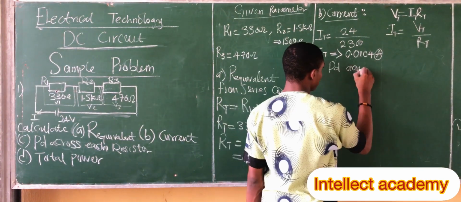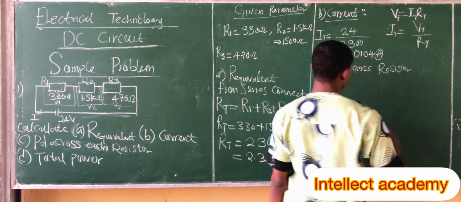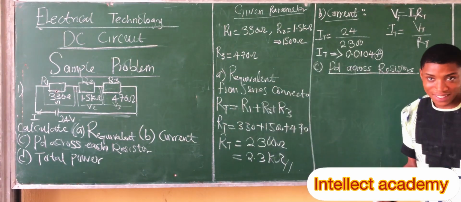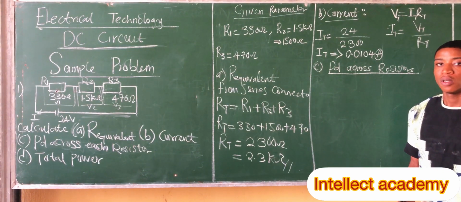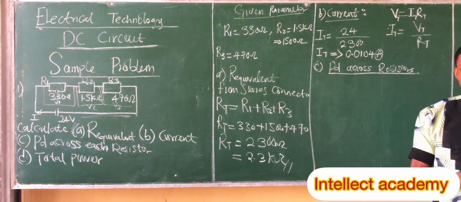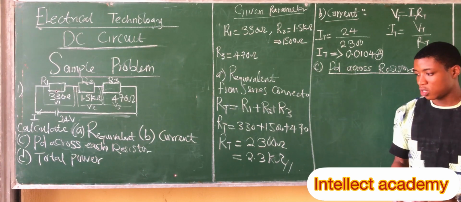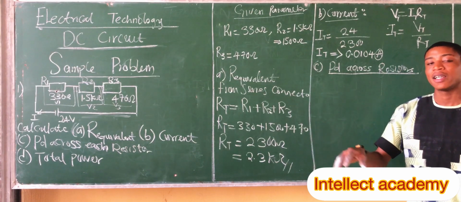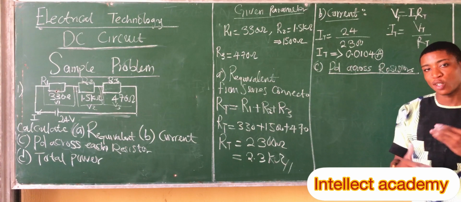So we have the PD across each resistor. How do we calculate the PD across resistors? PD is also known as terminal voltage, or voltage. Let me explain what PD is. From our videos where we defined the basic terminologies of electrical technology, we say that the PD between two points is the work done required to move one coulomb of charge from one point to another. It is that PD, the terminal voltage, we are talking about.